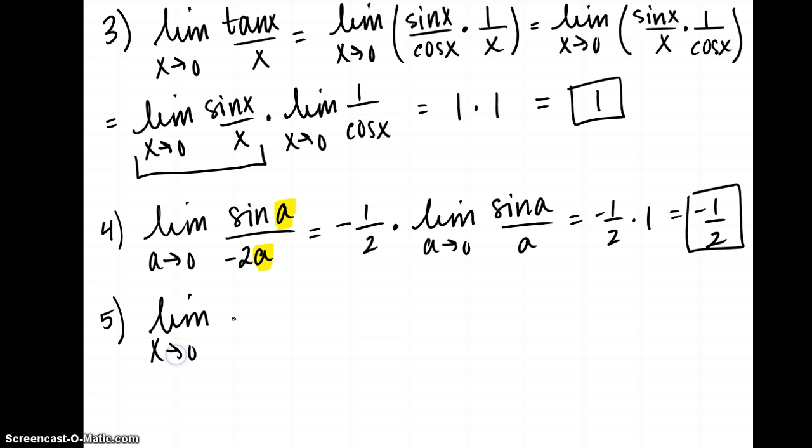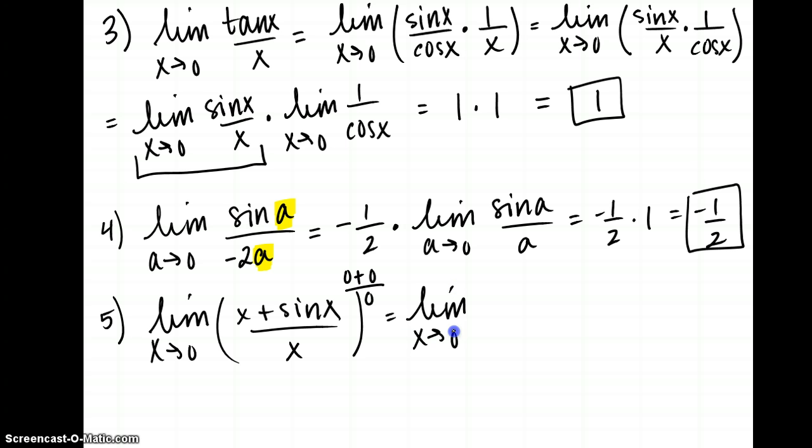Alright, and then lastly, limit as x approaches 0 of x plus sine x, all divided by x. Looks a little different, so let's start with direct substitution. Direct substitution would give us 0 plus 0, because the sine of 0 is 0, all divided by 0. That's our indeterminate form.